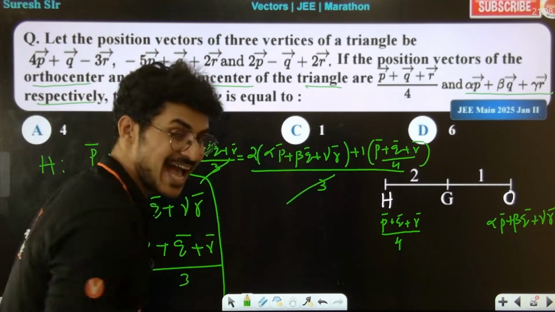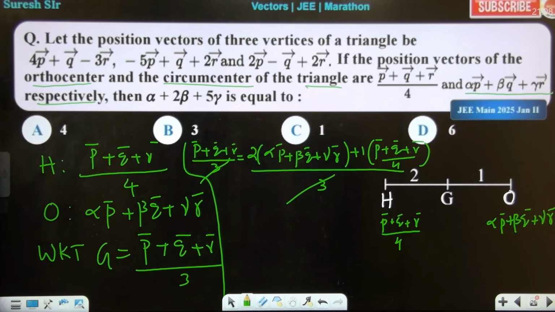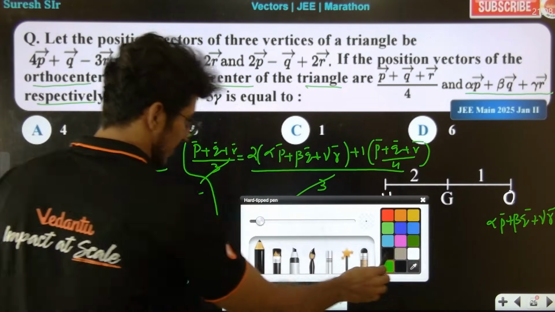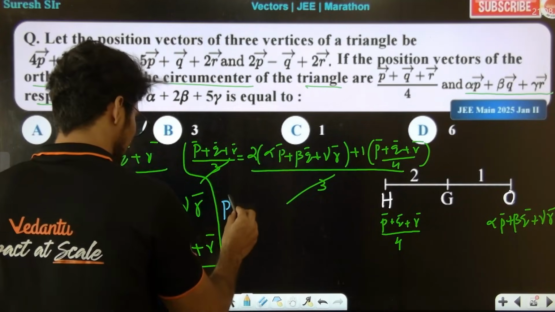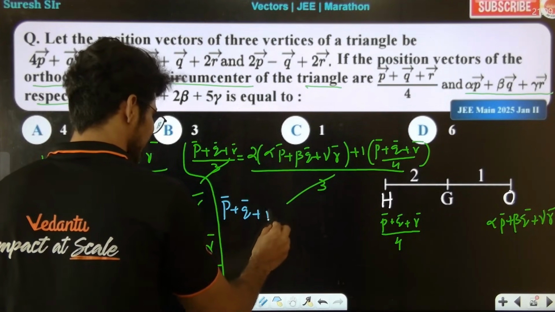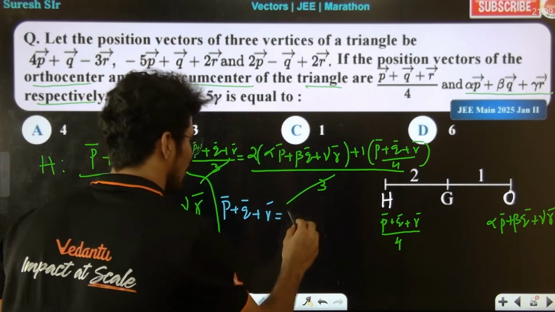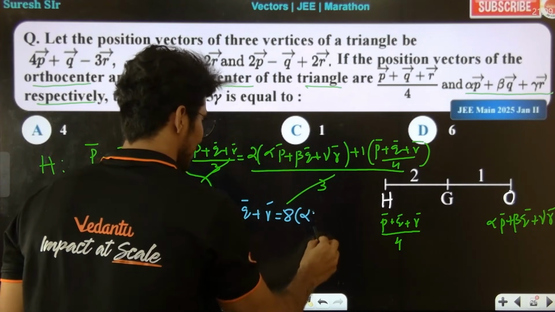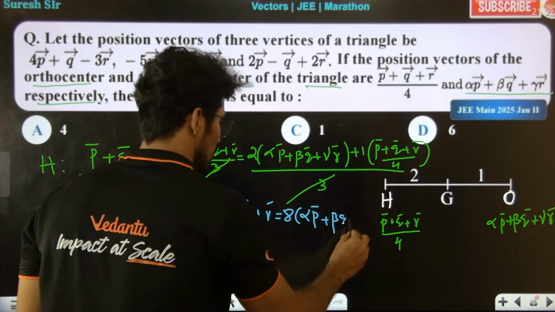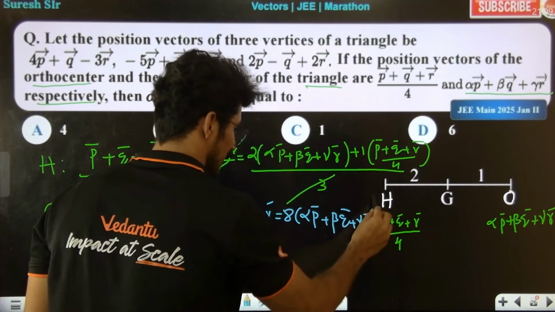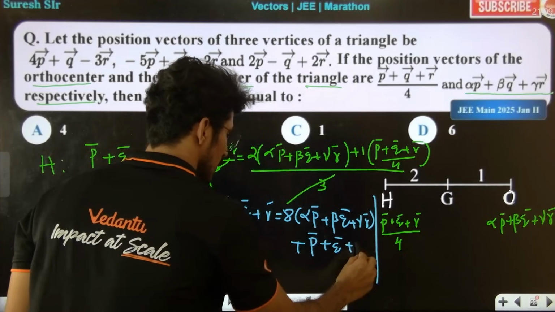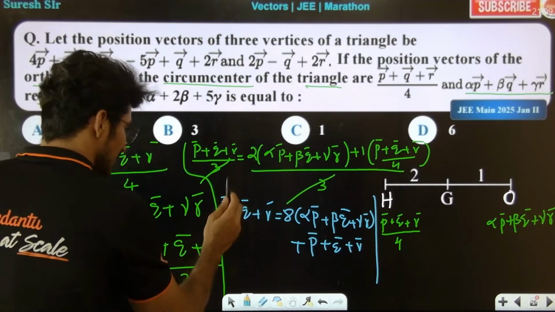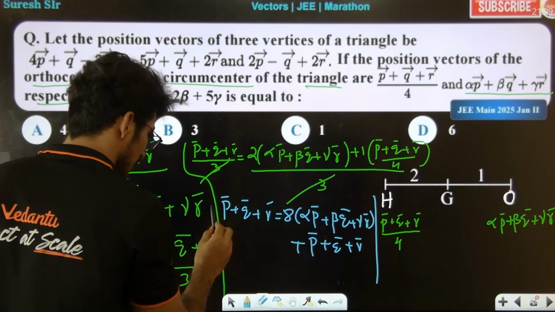Now tell me, what am I going to do now? Sir, just simplify. Look at the board carefully. P vector plus Q vector plus R vector is equal to 4 twos are 8, alpha P vector, beta Q vector plus gamma R vector, yes or no? Plus R vector. If I take the LCM, now can I take?